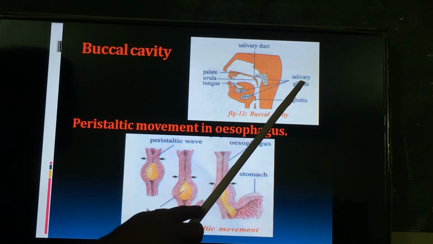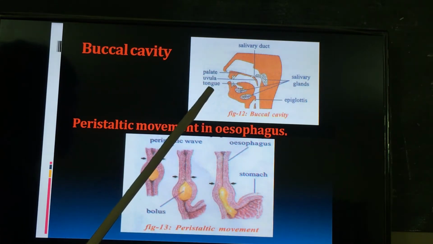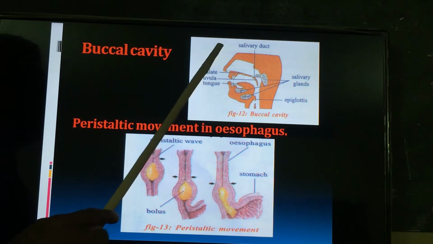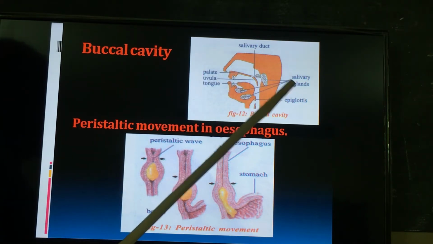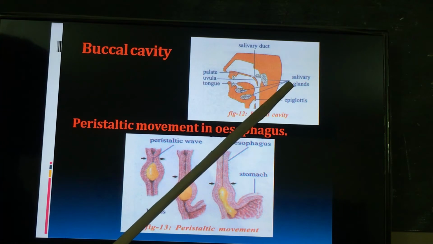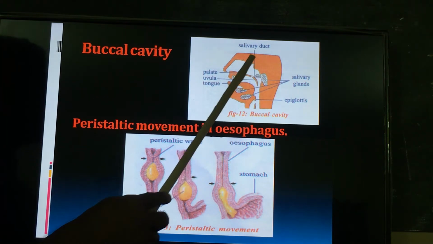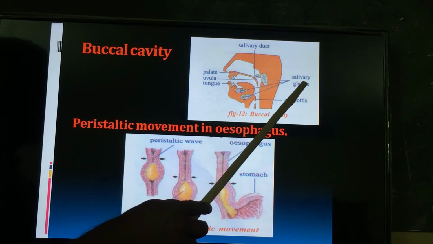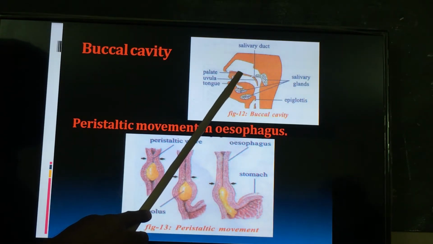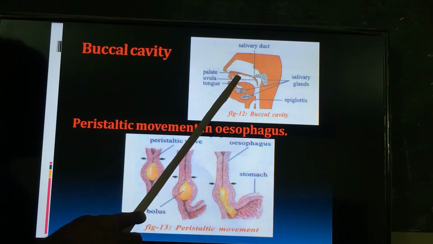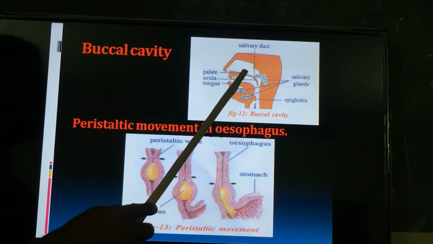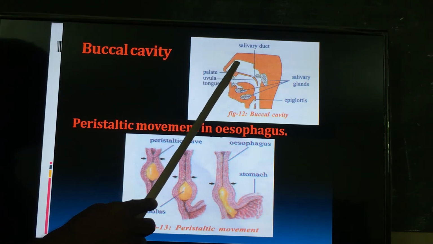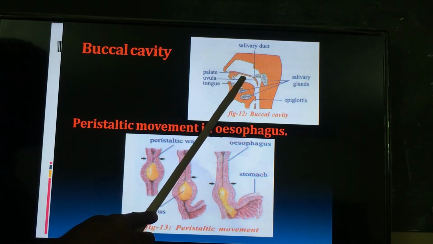These three pairs of salivary glands release a juice known as saliva. This saliva contains an enzyme, as we already learned. Amylase acts on carbohydrates and converts them to maltose. See a salivary duct. These ducts carry saliva from the salivary glands into the buccal cavity. This is the palate. It is a bony plate which separates the nasal cavity from the oral cavity. Keep it in mind.